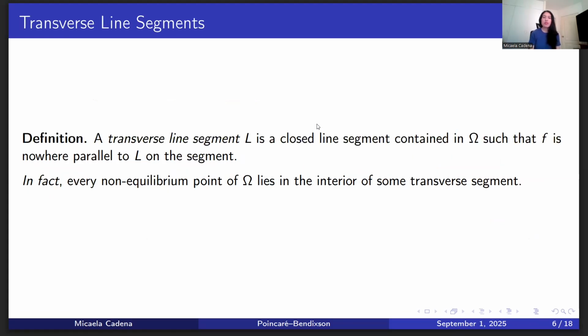So now we will introduce two results that would be necessary for the proof of the theorem. That's why we'll first cover the definition of transverse line segments. We have that L is a transverse line segment if it is a closed line segment contained in omega such that f is nowhere parallel to L on the segment. In fact, we might say that every non-equilibrium point of omega lies in the interior of some transverse segment.